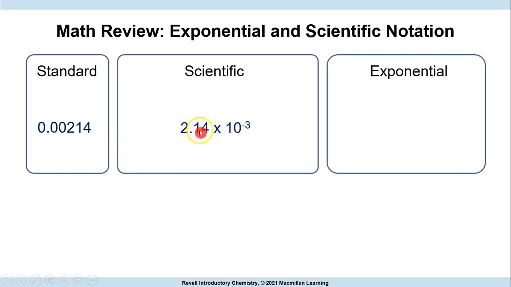Now, what do we call 2.14? 2.14 is called the coefficient. This is called the multiplier. And minus 3 is called the exponent, which is an integer. In scientific notation, the exponent will always be an integer.